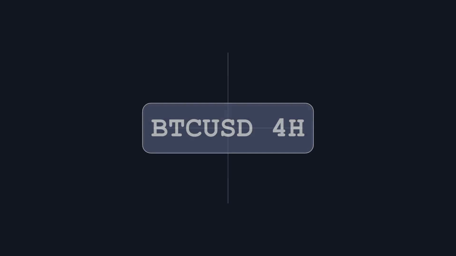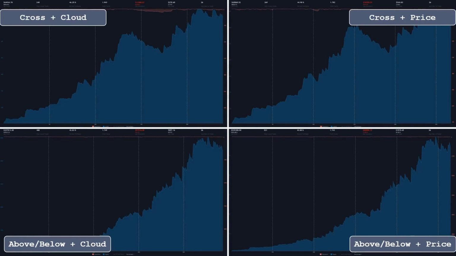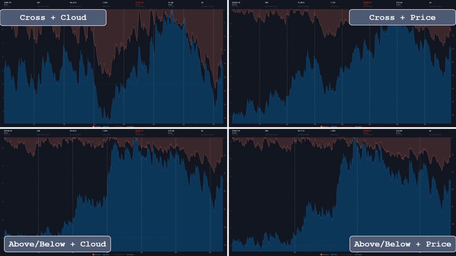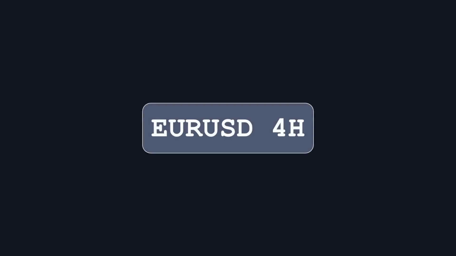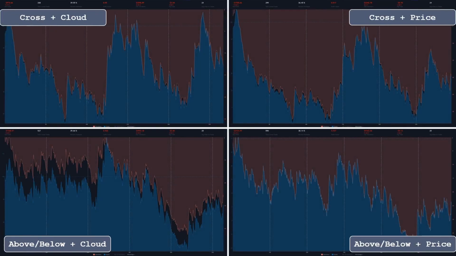At the 4 hour chart, strategies at the top with the cross option had a longer drawdown period in the middle. That was not present in the above below option. At the Euro USD 1 hour backtest, all profit graphs look very choppy. And applied to the 4 hour chart at the Euro USD, the strategy was even losing money in the backtest.